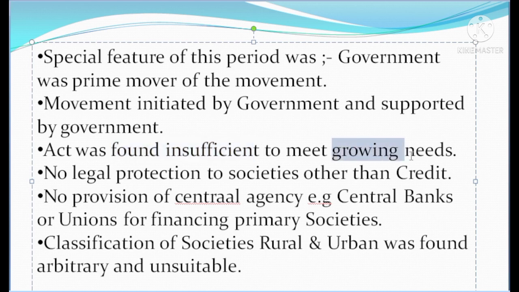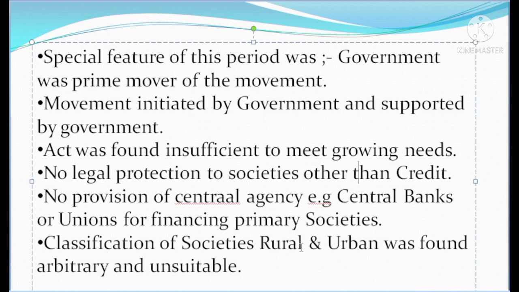What kind of needs? That means there were other societies which did not have any legal position. So this Act was found insufficient. No legal protection to societies other than credit, which I discussed. No provision of central agency, for example central banks or unions, for financing primary societies. That means this Act only provided for the creation of credit societies. There was no provision for central banks. There was no provision for other societies.